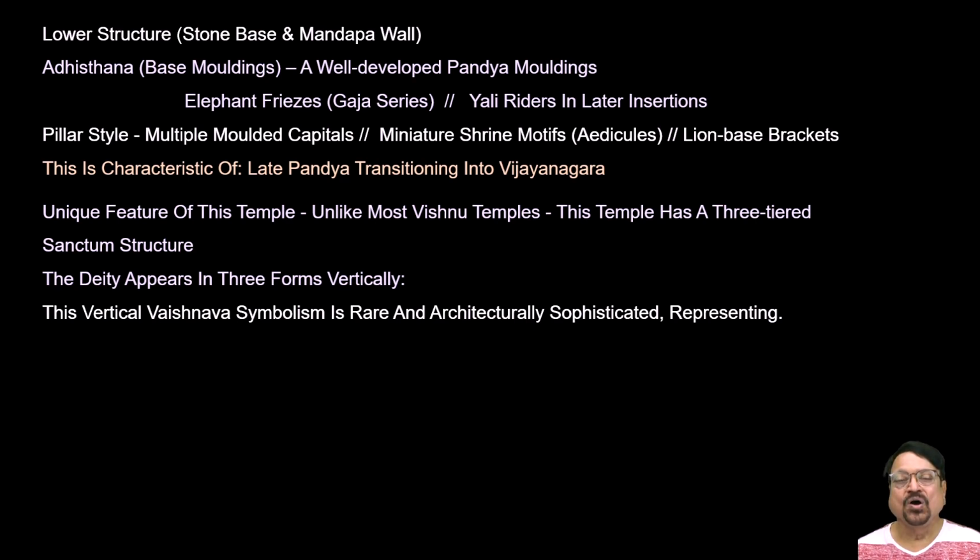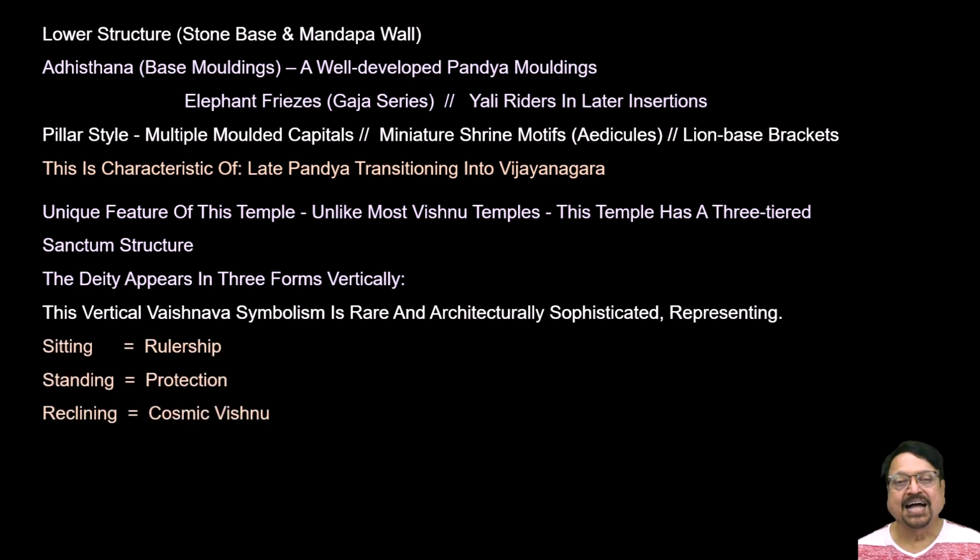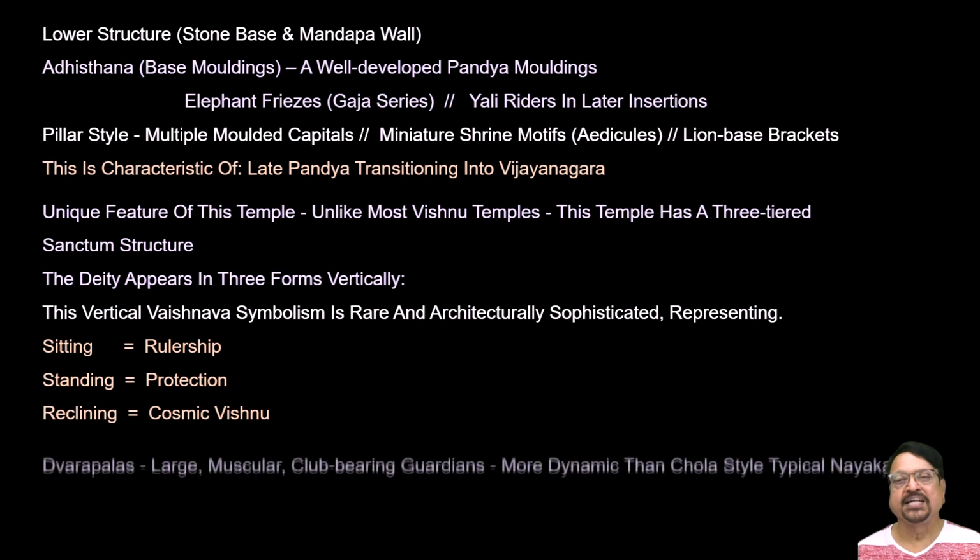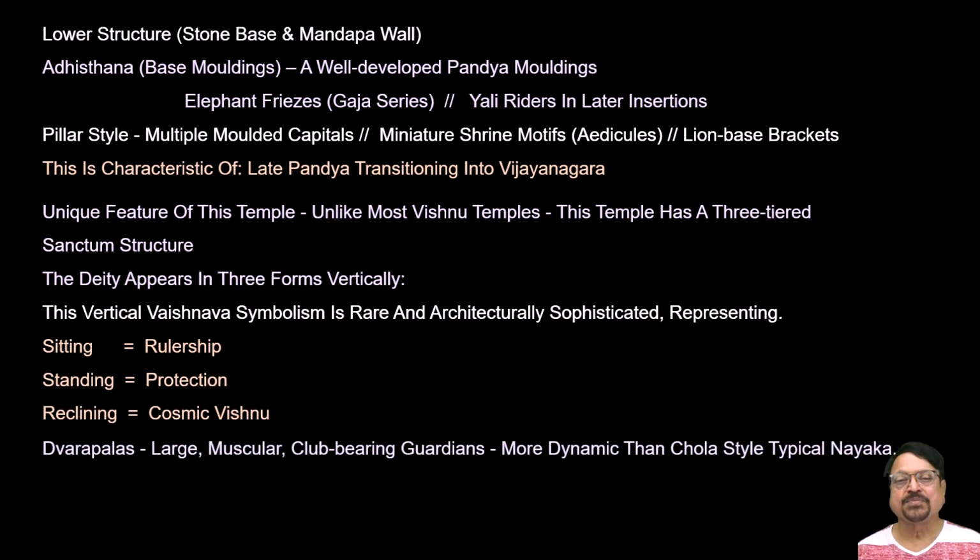This is vertical Vaishnava symbolism and is rare architecturally. It is sophisticated, representing, as I told you, three stages. One is sitting; sitting means rulership. Second is standing; standing means protection or attacking. And third is reclining, that is the cosmic form. You can see this type of temple also in the Sri Padmanabhaswamy temple at Thiruvananthapuram.